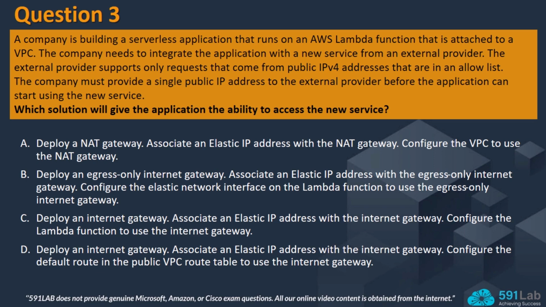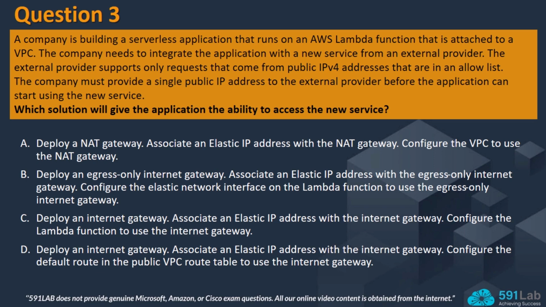Option A. Deploy a NAT gateway. Associate an elastic IP address with the NAT gateway. Configure the VPC to use the NAT gateway. This solution involves deploying a NAT gateway within the VPC. A NAT gateway allows resources within a private subnet to initiate outbound traffic to the internet while preventing inbound traffic from directly reaching those resources.